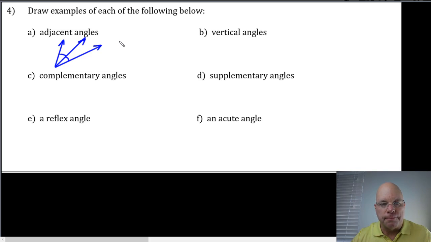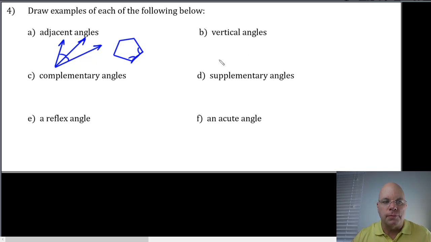You also could make a shape, like I'll make a pentagon, and then this angle and this angle would be adjacent because they share this line segment.